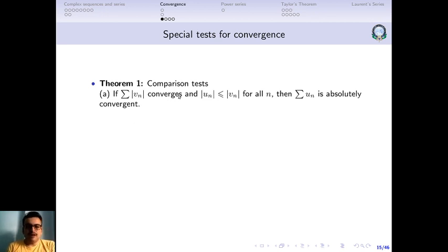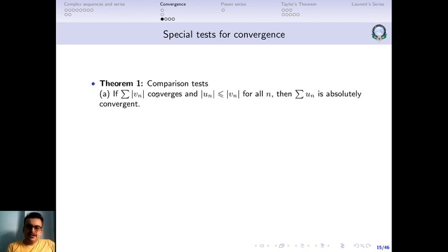Suppose I want to know if this series un converges or not. What I can do is compare it to some other series which I know is already absolutely convergent. So there is some other series vn, and we know that this vn is absolutely convergent, because the sum of the series of the moduli of vn converges. For the series un, we know that the modulus of each un is less than or equal to the modulus of vn. That is, the absolute value of each member cannot exceed the absolute value of the corresponding member in this particular series.